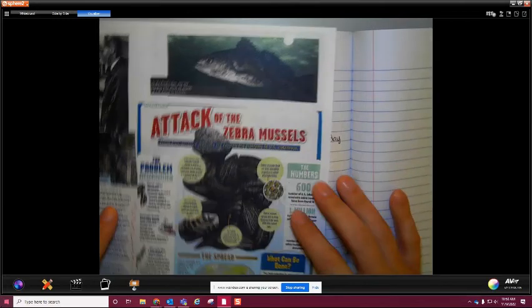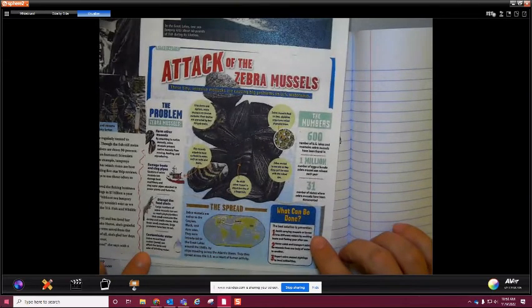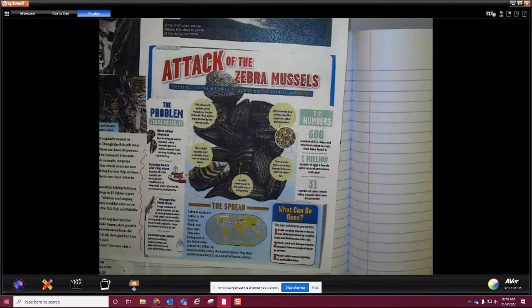The last thing I wanted to show you is just on the back, attached to this article, is another infographic. It's very similar. It does talk about another invasive species, but it's about zebra mussels. This is just another, it was just attached to it. But again, this is just another way to present information like we talked about last class. But they're together because they're both about invasive species.